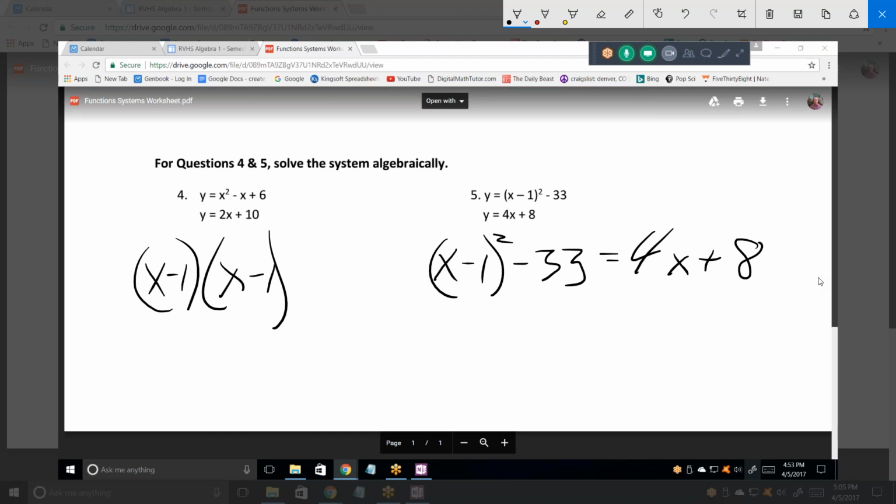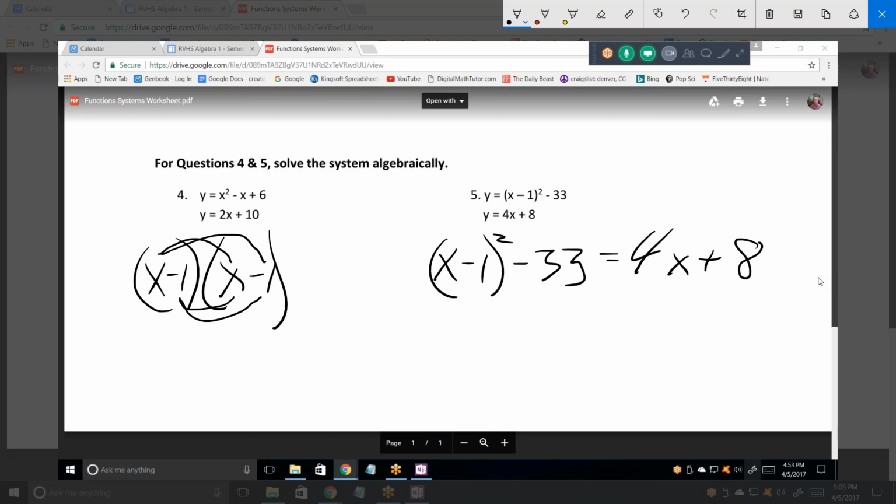You get x squared minus 2. No. FOIL it. Every term by every term. In other words, you got to multiply that term by that term, and that term by that term, and this term by that term, and then that term by that term, and add all four together. That's what foiling is.